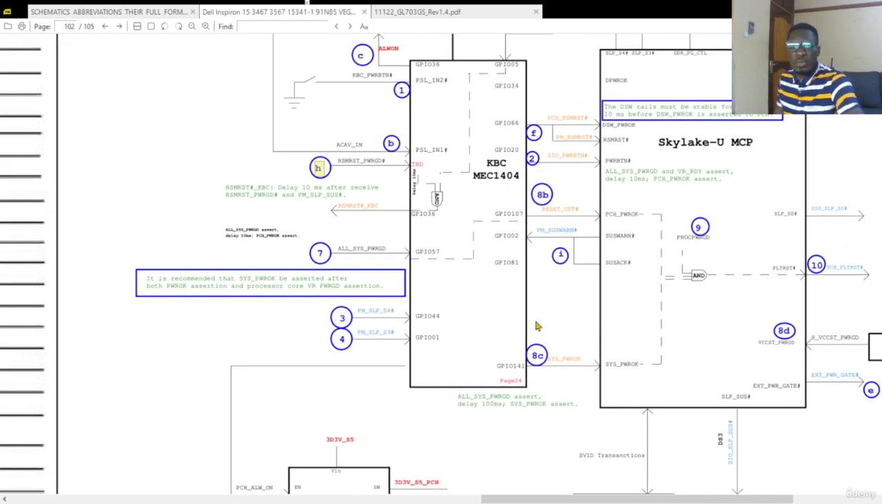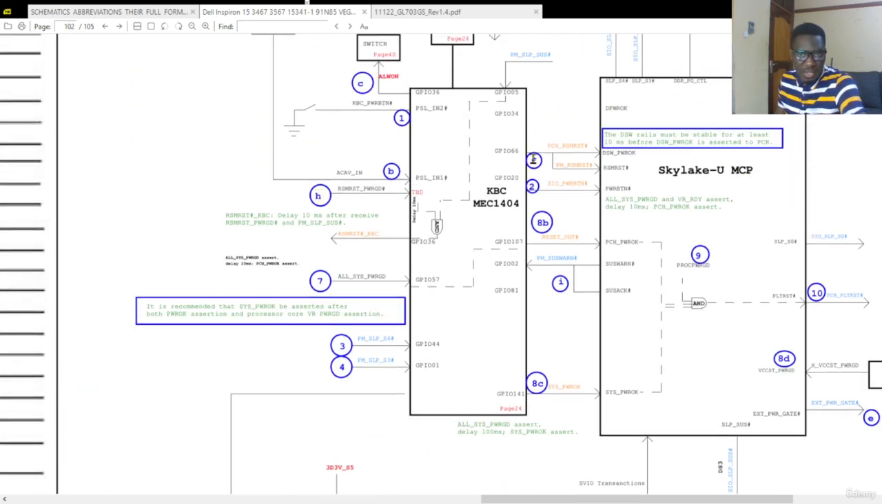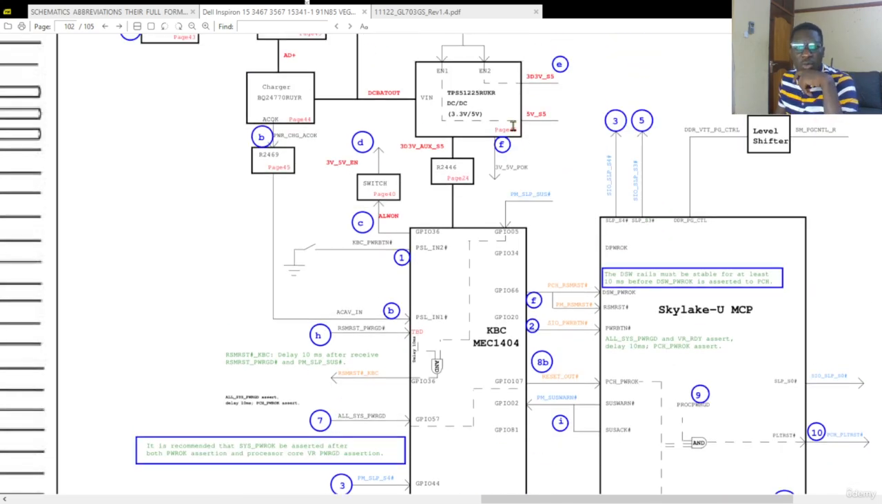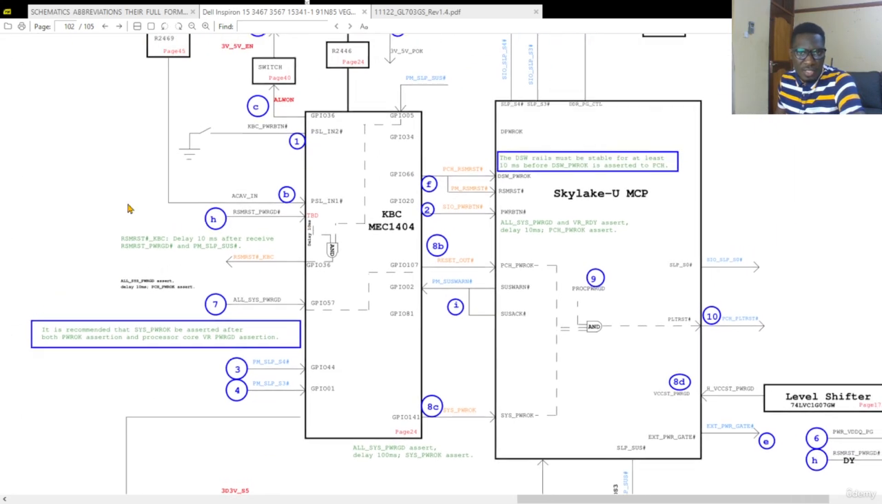Oh, actually, wait. Before F going to G, we saw that there is another F here, which means when F comes out here, we also have another F that goes out of the KBC to the chipset, right? So this is the chipset. So F also goes out from there to the chipset. Then the G comes up, and then you have the H here. After H, we have I.